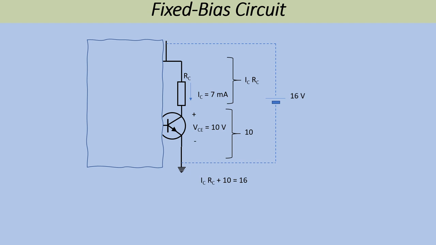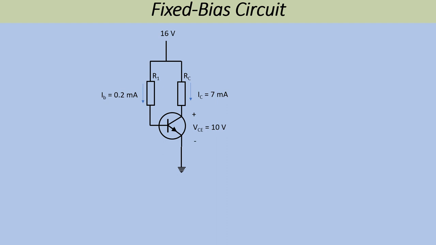So I can immediately write down an equation: IC times RC, from Ohm's law. The collector current times the collector resistor gives the voltage dropped across the collector resistor, so that's IC RC plus 10 equals 16. When you rearrange this, taking the 10 over the equal sign, IC RC equals 6. Substitute the collector current of 0.007. See how I've changed the milliamps to amps before plugging it into the equation. Then divide both sides by the collector current, and we obtain a value of RC of 857 ohms.